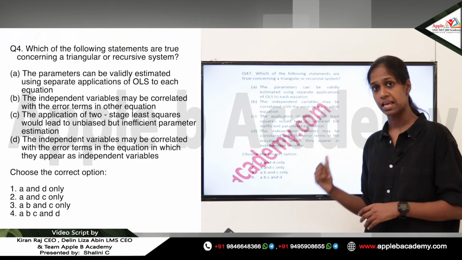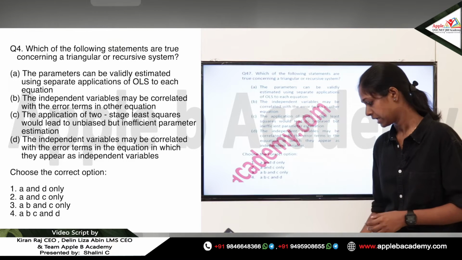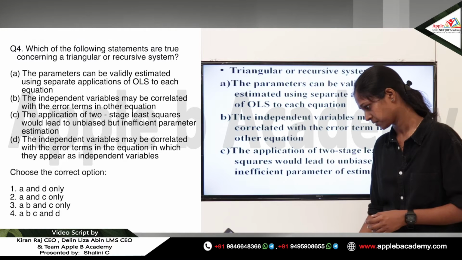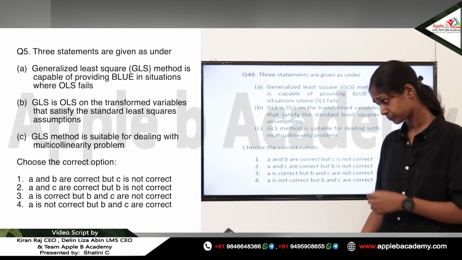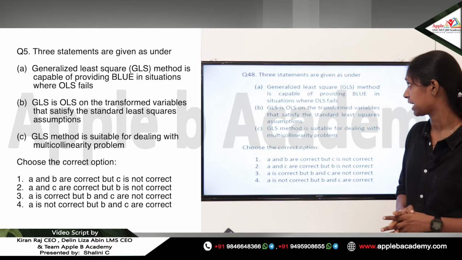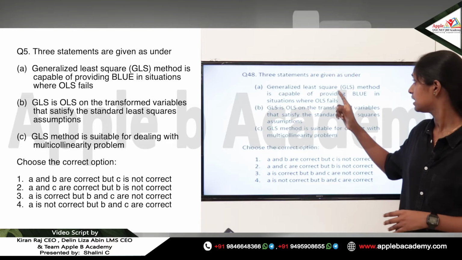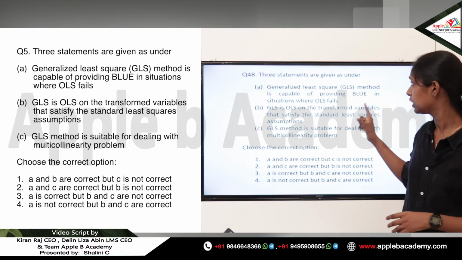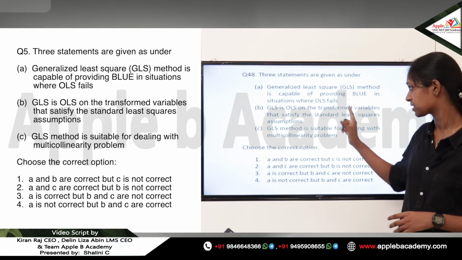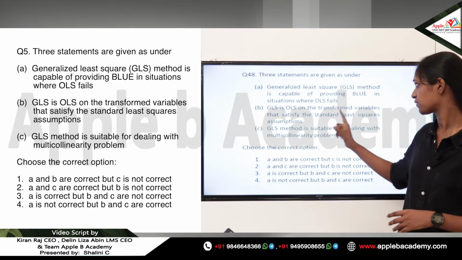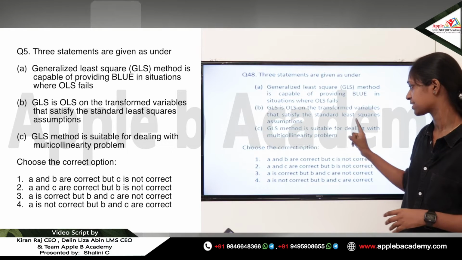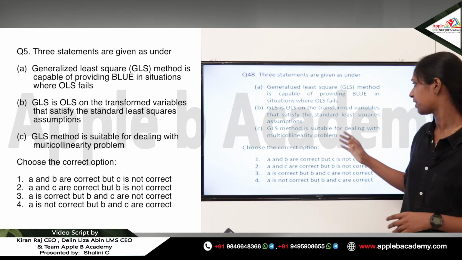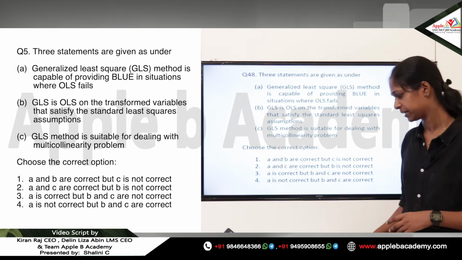So that's about triangular or recursive system. The next question that was asked was, there are three statements given as under. One is, generalized least square or GLS method is capable of providing BLUE in situations where OLS fails. GLS is OLS on the transformed variables that satisfy the standard least square assumptions. GLS method is suitable for dealing with multicollinearity problem.